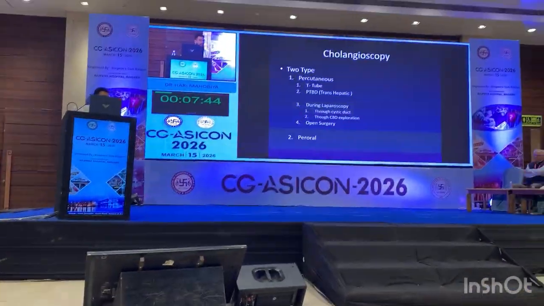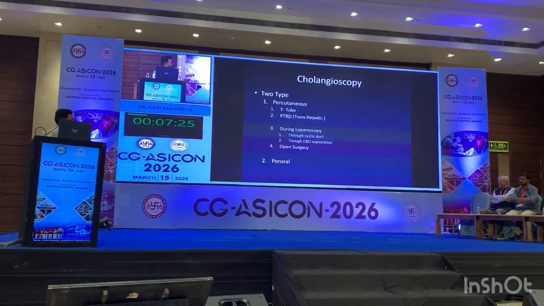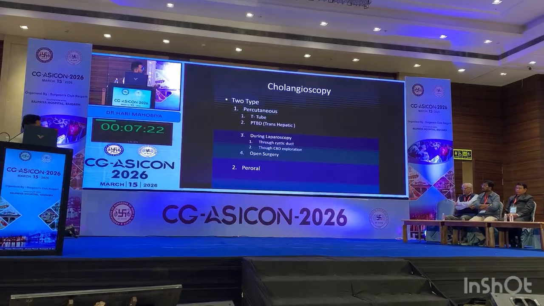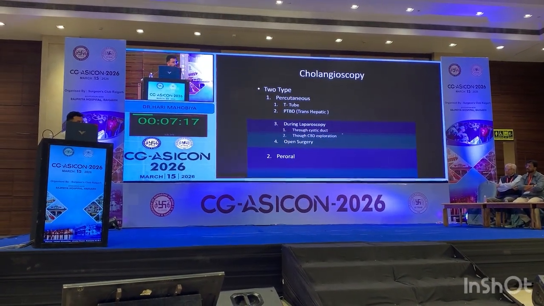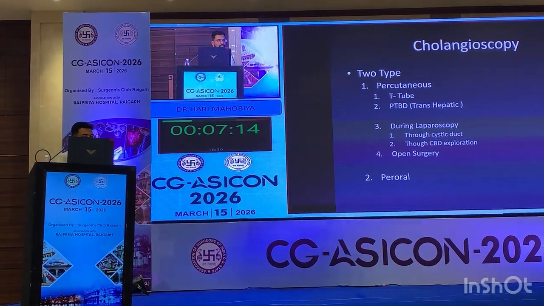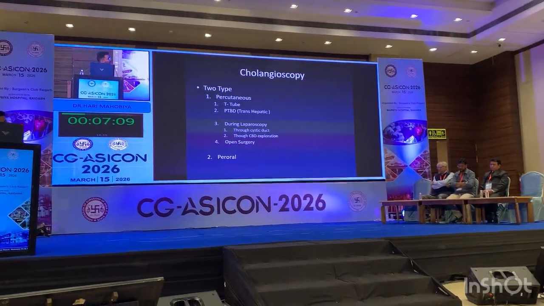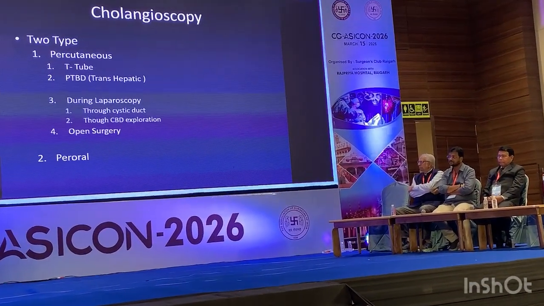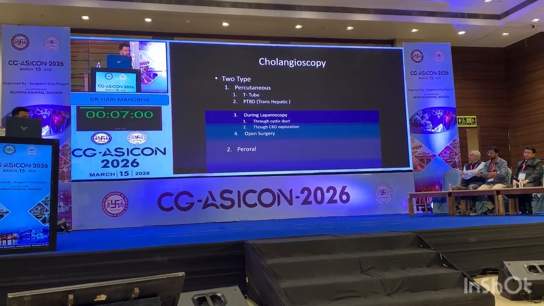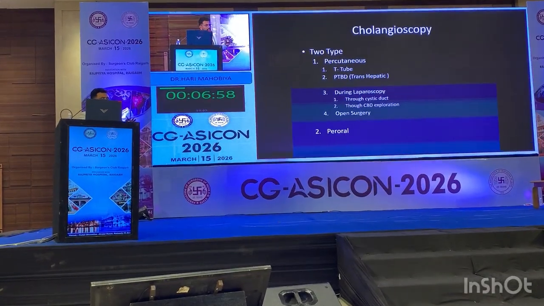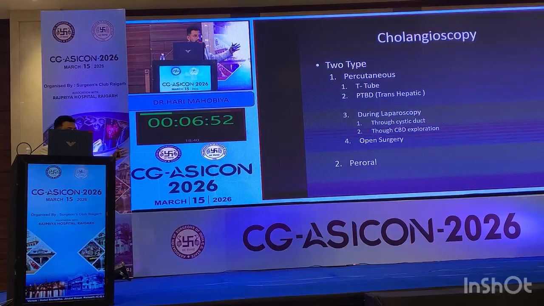So what are the types of cholangioscopy? Routinely this procedure in our setup is especially for the surgeon. During laparoscopic cholecystectomy, we introduce the cholangioscope through the cystic duct stump, or if the cystic duct is very narrow, then we introduce our cholangioscope through a small incision in the CBD. We also do it in open surgery, for example during cholecystectomy when there is a contracted gallbladder.